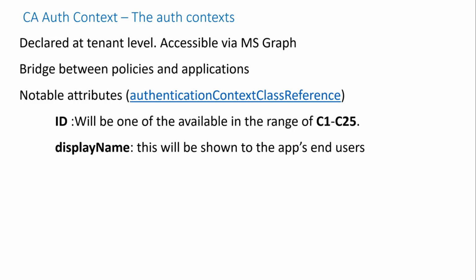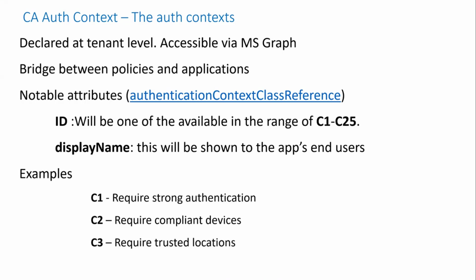And it has a display name that we show to the end users or IT admins who are configuring various actions against the authentication context. So in my case, you saw we have 3 different auth contexts available. They were given the IDs of C1, C2, and C3, and these are the texts that we have in front of them.